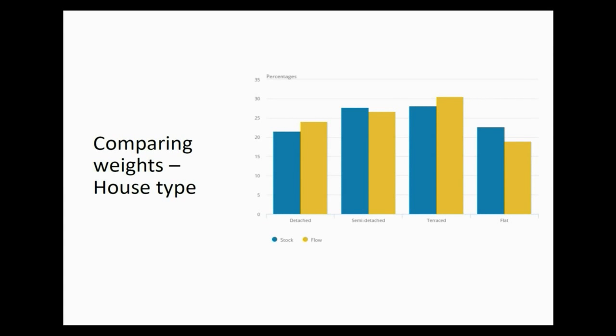So we can look at house types. This is one way of partitioning all the housing: detached, semi-detached, terrace and flat. The blue one is the stock and the other colour, the greeny one, is the flow. What we see there is that there are systematic differences between the two in terms of their composition. A lot more flats in the stock than in the flow, a lot more detached houses in the flow than the stock, and so on.